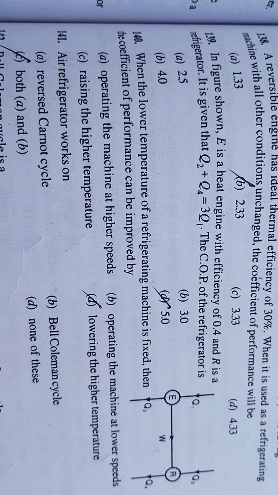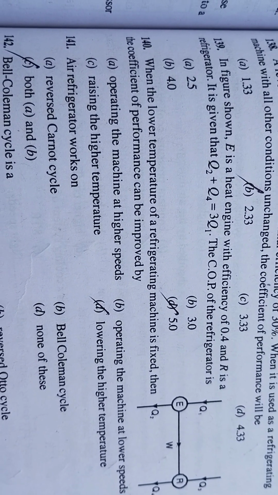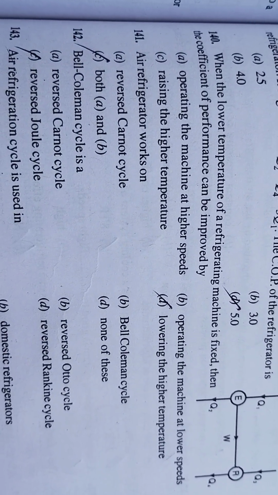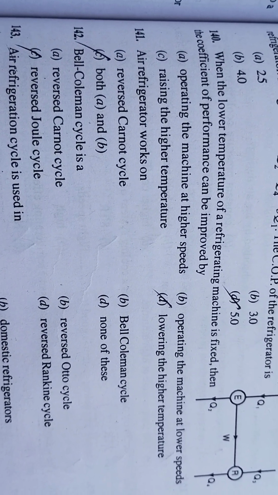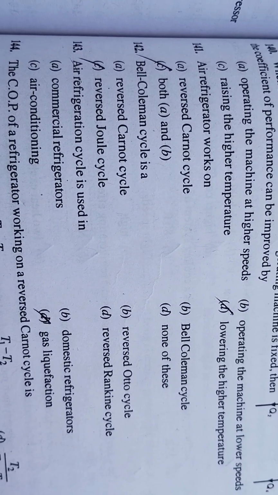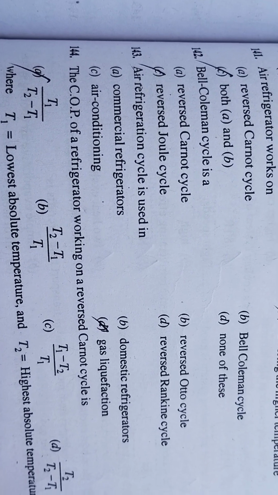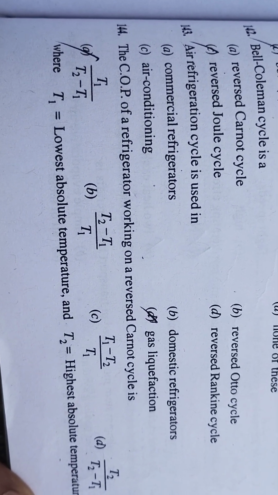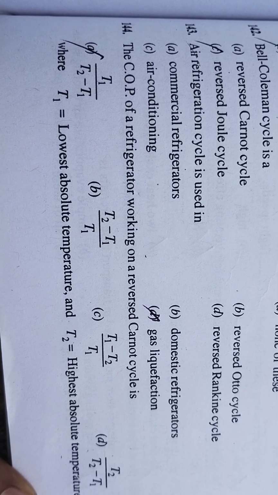When the lower temperature of a refrigerating machine is fixed, the coefficient of performance can be improved by lowering the high temperature. An air refrigerator works on both A and B: A means a reversed Carnot cycle, B means the Bell-Coleman cycle. The Bell-Coleman cycle is the reversed Joule cycle. Air refrigeration cycle is used in gas liquefiers. The COP of a refrigerator working on a reversed Carnot cycle is T1 by T2 minus T1.